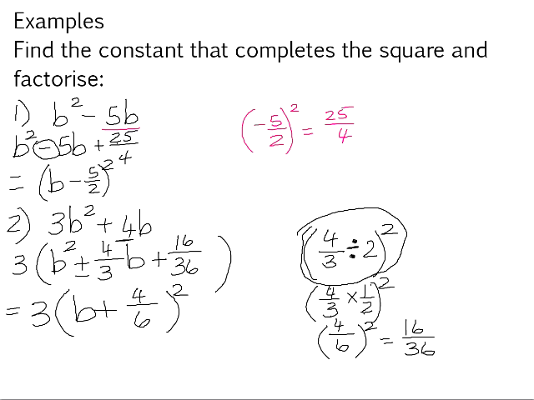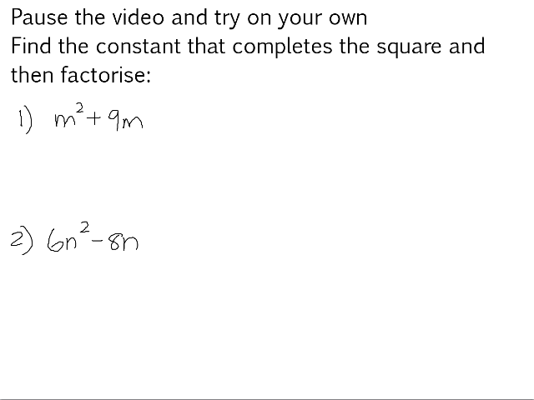Okay. There are some examples in your homework book to try on your own. So if you can pause the video here and try these two. It's exactly the same process. Find the constant that completes the square and then factorize.